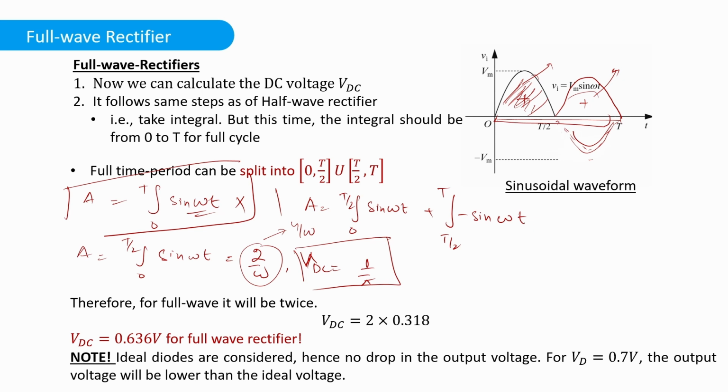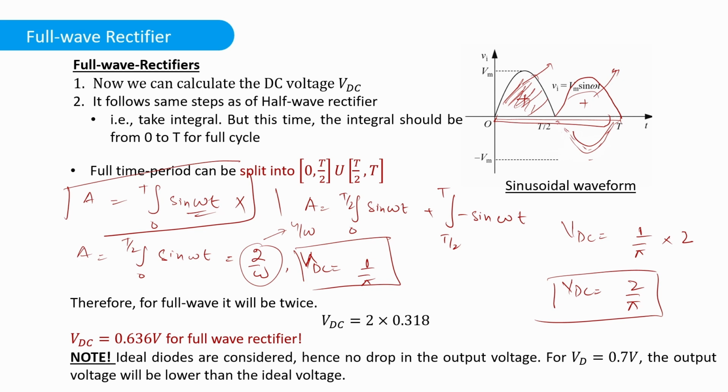But instead of going into that, what we can do is directly multiply the DC voltage of half wave, which was 1 by pi, by 2 to get the DC voltage of full wave. So this would be 2 by pi. So this is the theory and mathematics involved in the full wave rectifier. Okay, and there is this note: ideal diodes are considered. Yes, remember that.